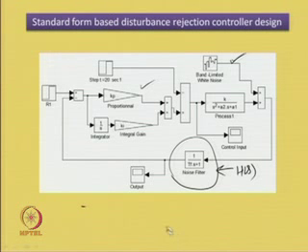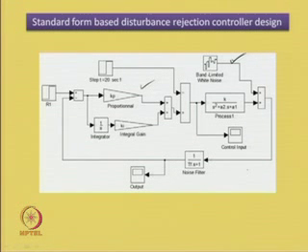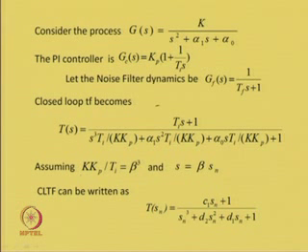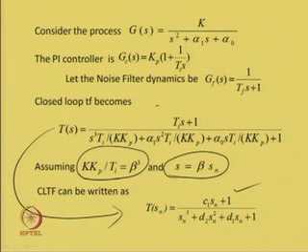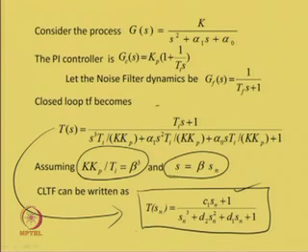After getting the closed loop transfer function, again making use of the approximation that k Kp upon Ti is equal to β³ and s is equal to β times sn, the same closed loop transfer function can be written in the form of (C1 sn + 1) in the numerator, having a denominator of sn³ + d2 sn² + d1 sn + 1. Thus, we get a standard third order transfer function with the coefficients C1, d2 and d1.